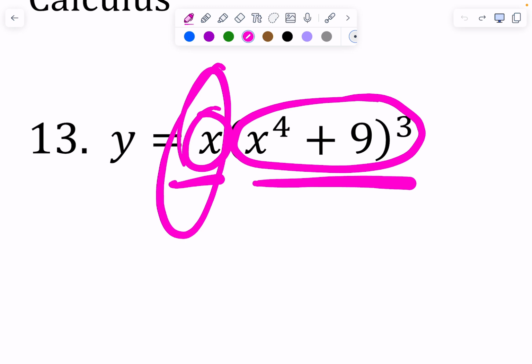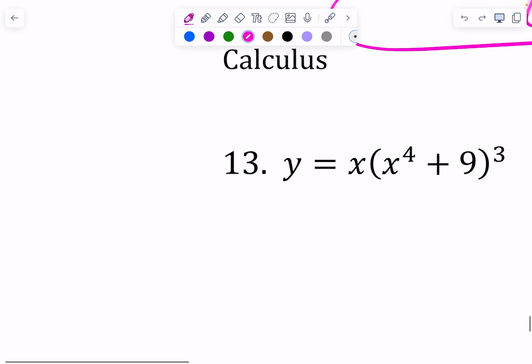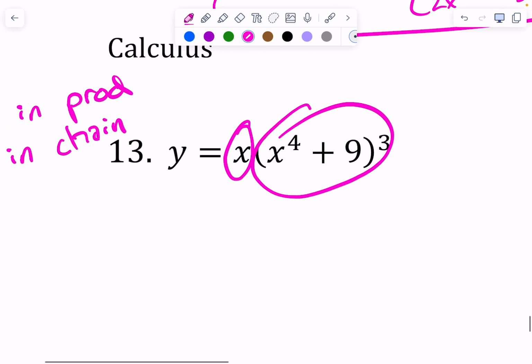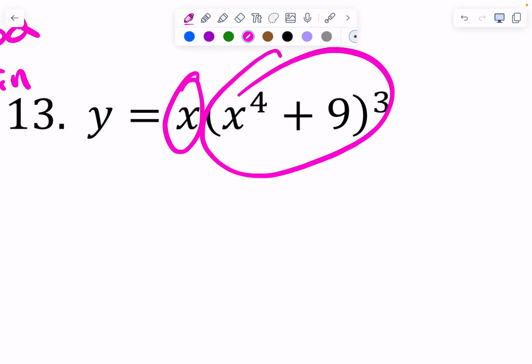Now, here's my question. We know it's a chain rule, we know it's a product rule. Is it a chain in a product, or is it a product in a chain? It's a chain and a product. The outside operation is the multiplication, this guy and this guy, right? What would it look like if it was a product inside of a chain?